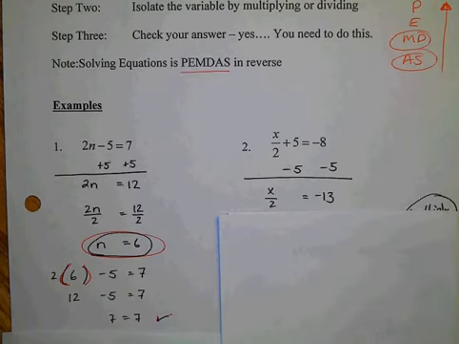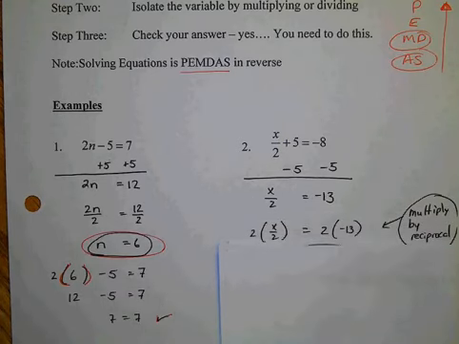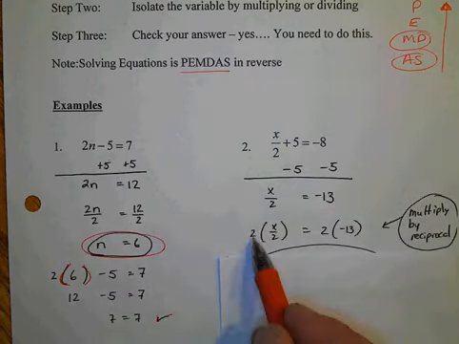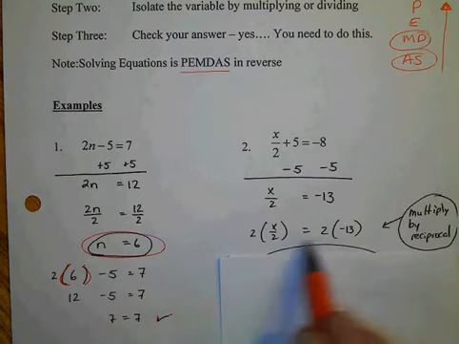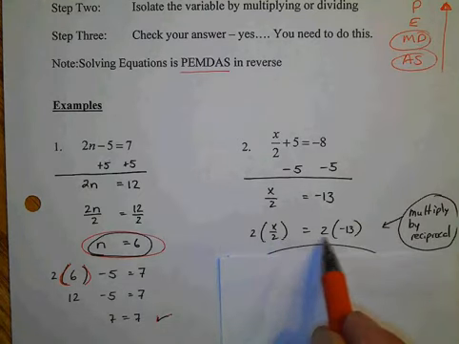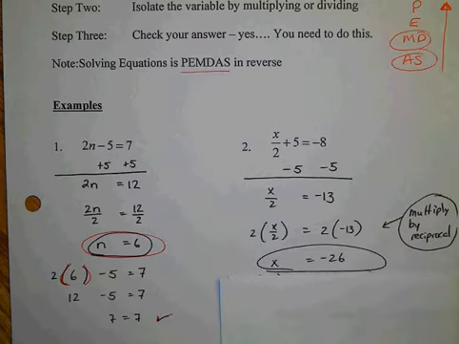As we continue on this problem, we're going to have to remember that the opposite of dividing by 2 is to multiply by the reciprocal. So I'm going to multiply both sides by 2 to eliminate the dividing by 2. 2 times negative 13 is negative 26.